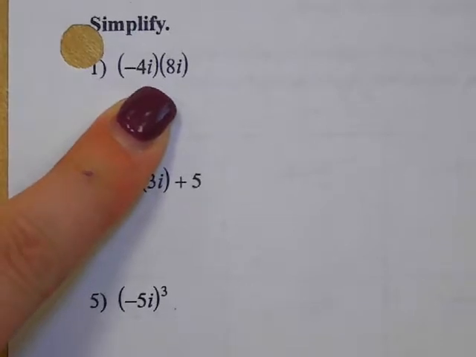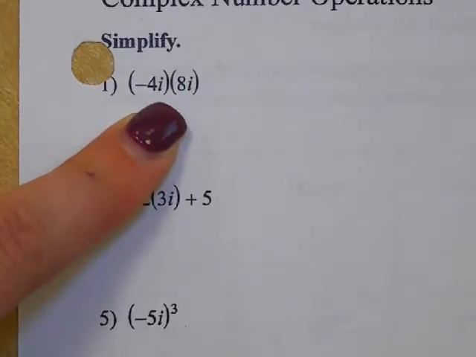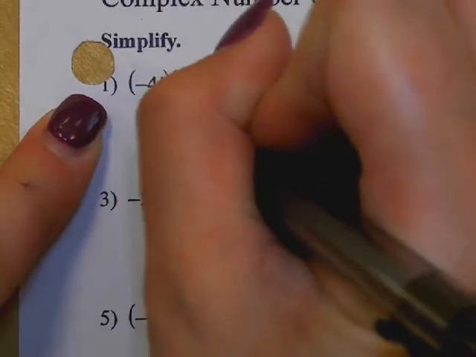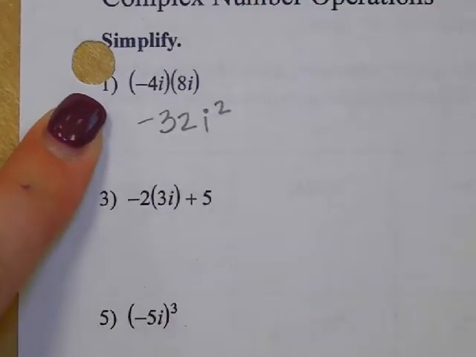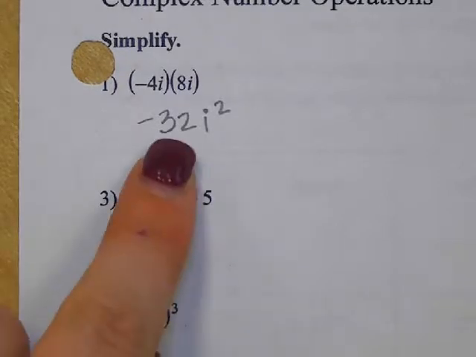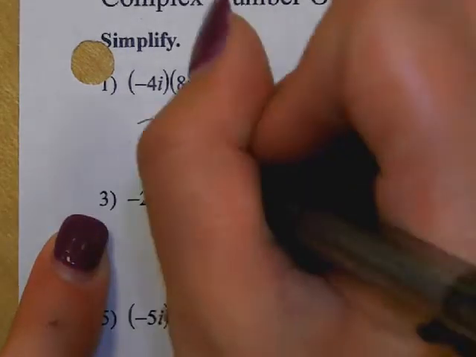So we're going to look at number 1. How do I multiply negative 4i times 8i? Negative 4 times 8. What's negative 4 times 8? Negative 32. Negative 32 i squared. And I have an i squared. And according to our notes, what does i squared mean? Negative 1. So negative 32 times negative 1 is positive 32, and that's our answer.